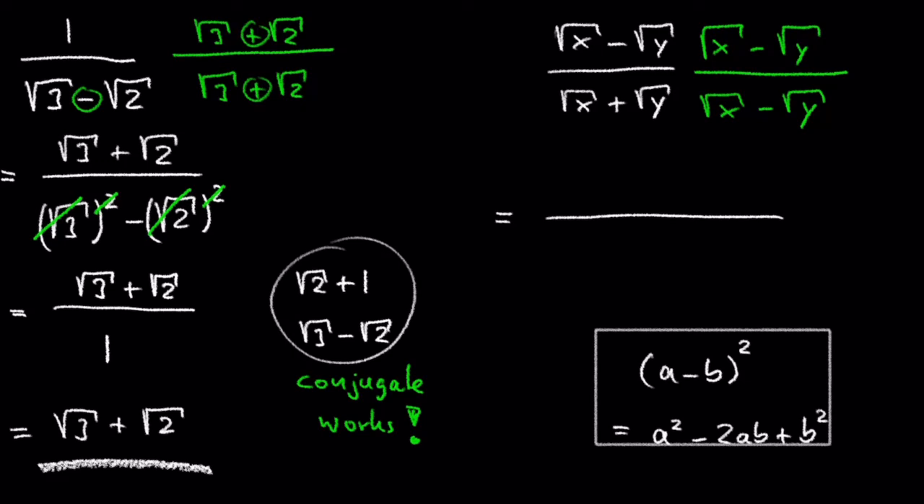So we get x minus 2 times the square root of xy plus y on the top. At the bottom we can apply the third binomial formula and we get the square root of x in parentheses squared, which is x, minus the square root of y in parentheses squared, which is y. We keep the top of the fraction because we cannot simplify it, and we're done with this problem.